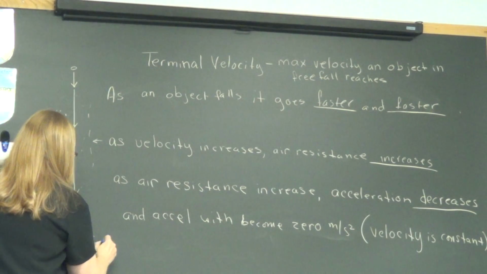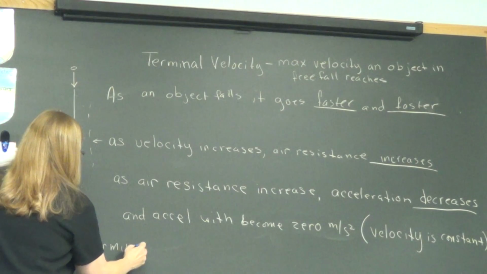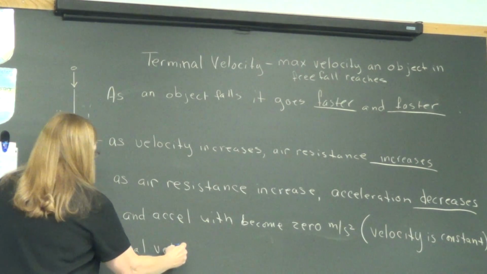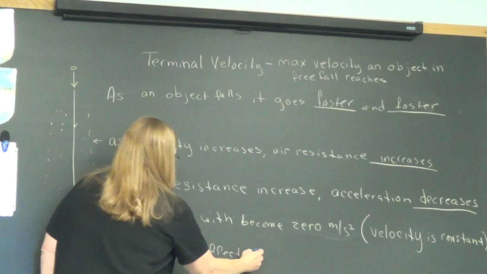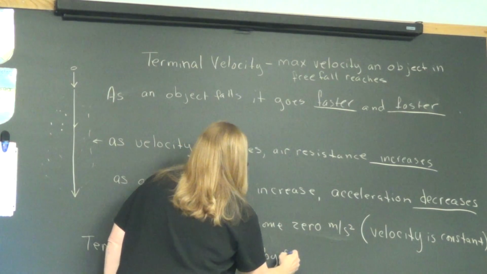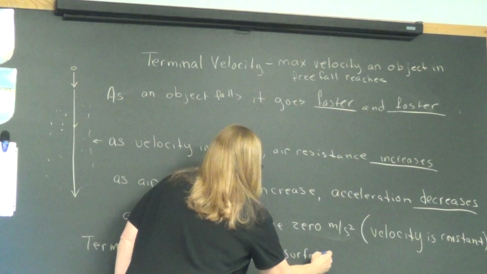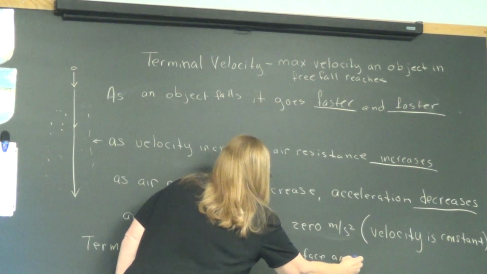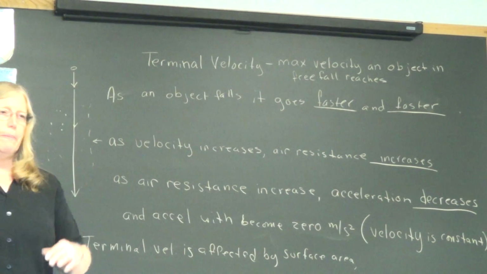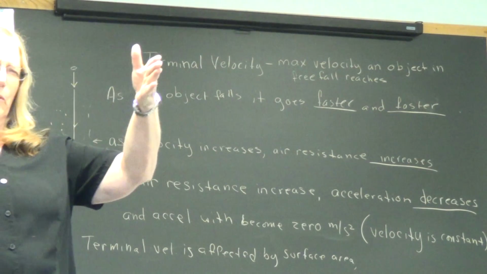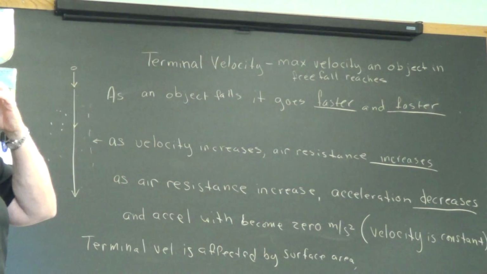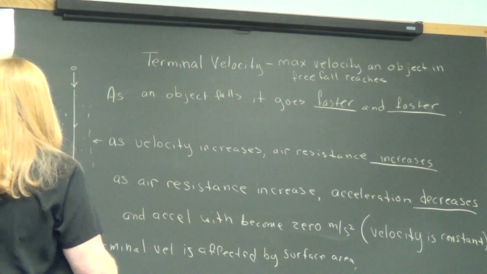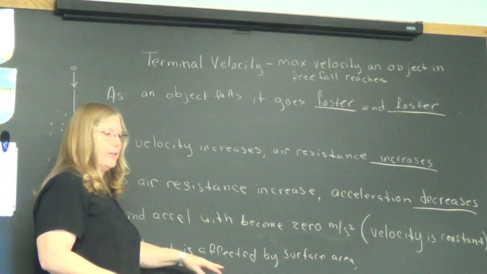So terminal velocity is affected by surface area, and that was shown to you by the folded paper that was this way and the folded paper that was this way. This one has much more surface area to encounter those air molecules. Can you think of anything else?